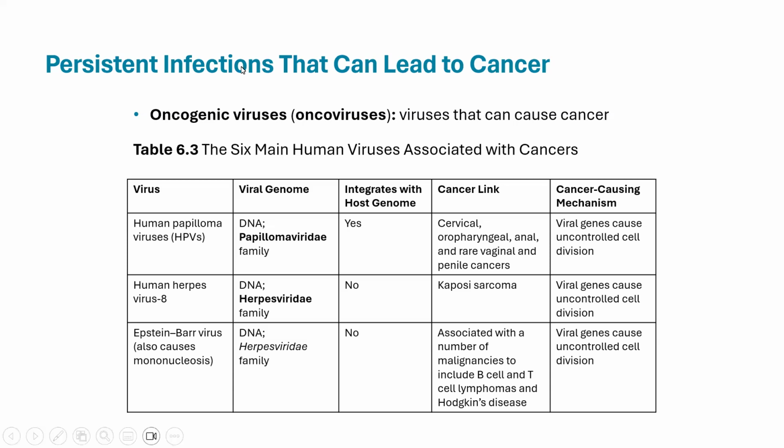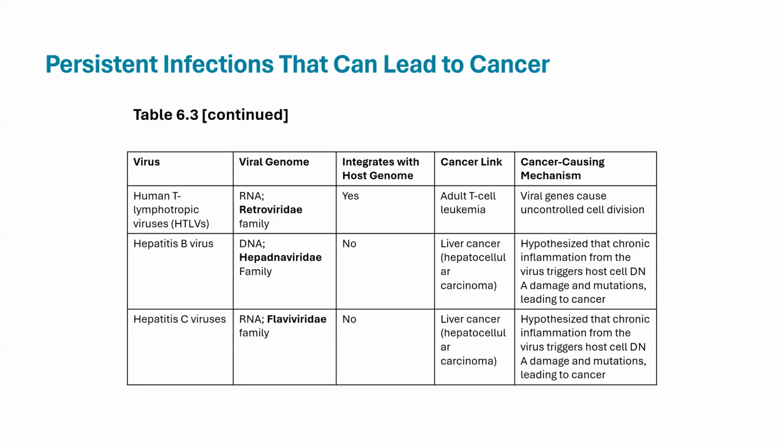So we've got HPV and some of the herpes viruses, like Kaposi sarcoma is what it causes. Then you've got Epstein-Barr virus, HTLV, hepatitis B, hepatitis C. Again, I don't want you to memorize all of those particularly. It might be useful to know things like, oh yeah, hepatitis affects the liver, and so hepatitis B can cause liver cancers, stuff like that.